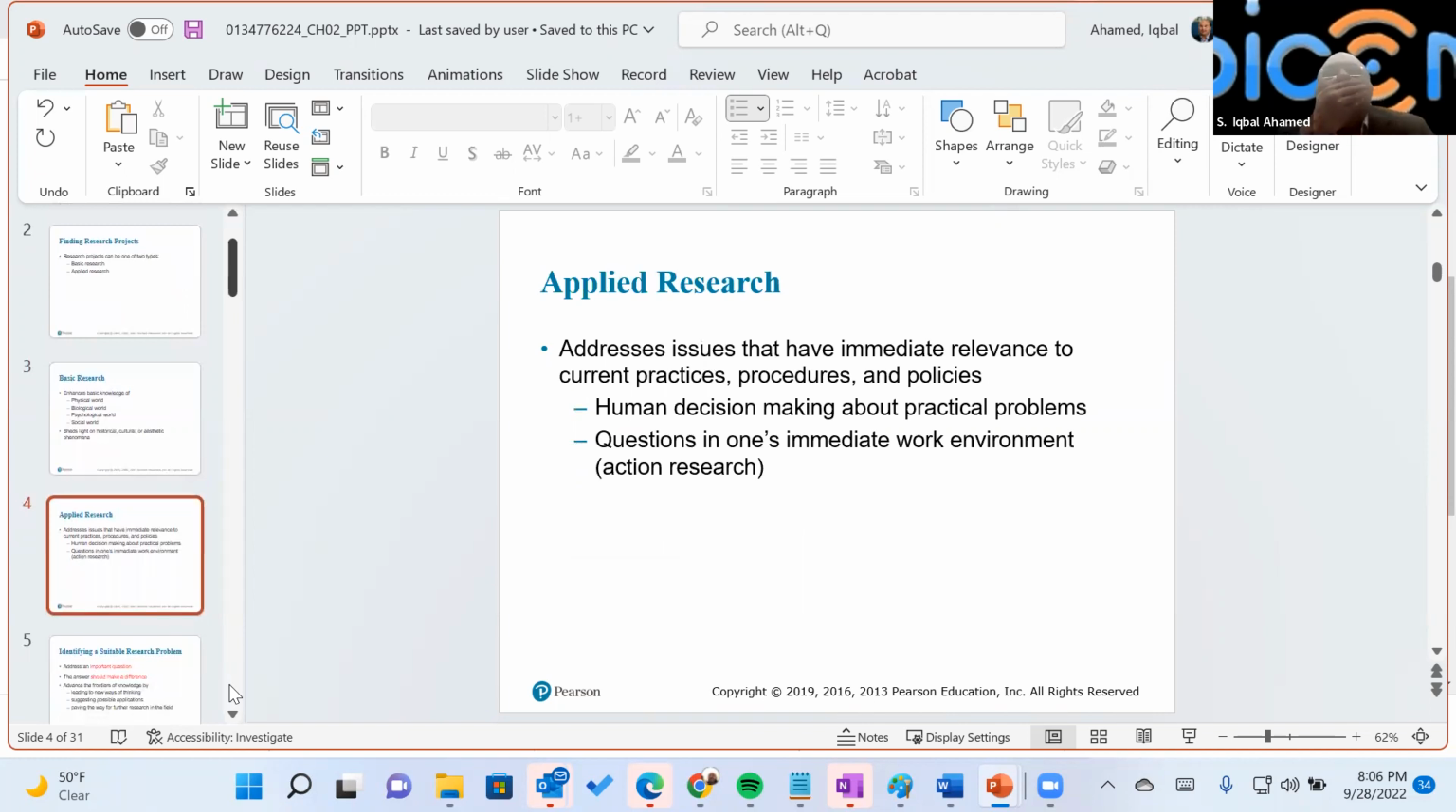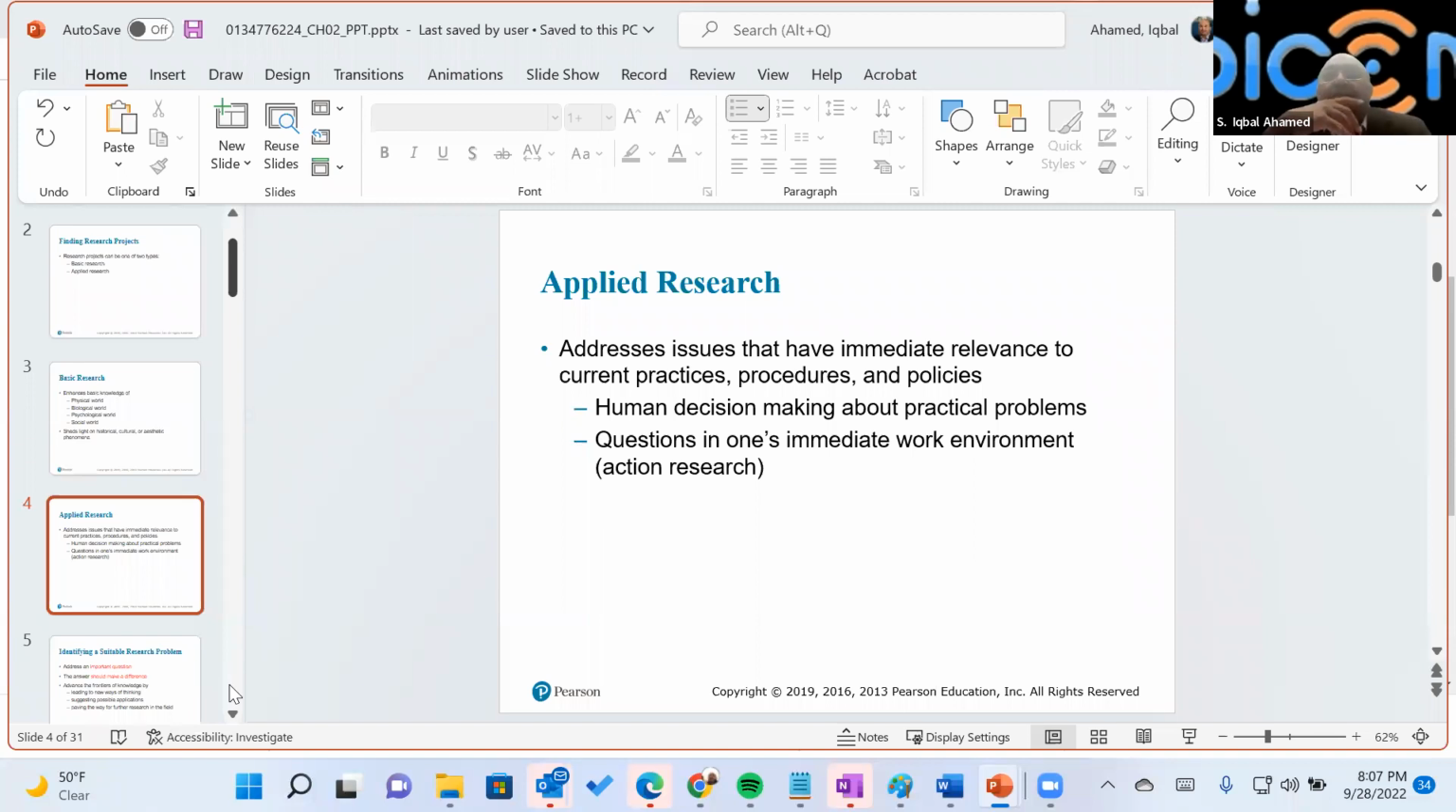Applied research really addresses something which is relevant to current practices, procedures, policies. For example, human decision making for practical problems. When you say practical problems, let's assume for a specific cancer, you are trying to find out something. So these are applied research.